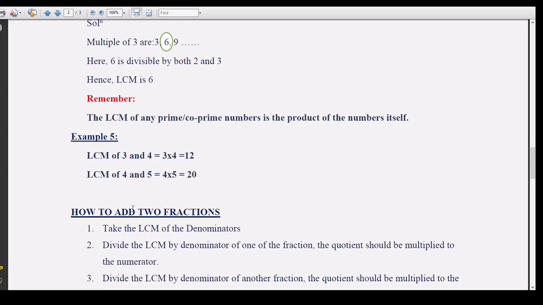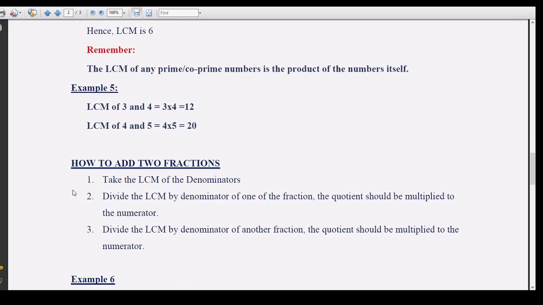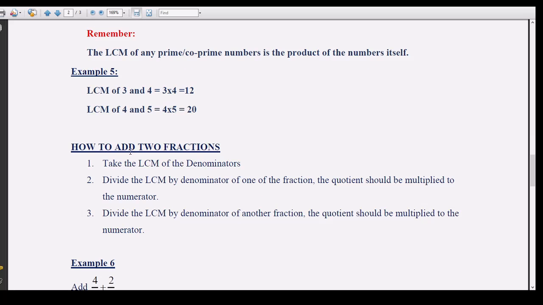Clear? Next, the basic here we'll discuss is how to add two fractions. What are the steps involved in adding two fractions? The first step is that you have to take the LCM of denominators. I think you know the denominator. In a fraction, the upper part is called the numerator, the lower part is called the denominator. Clear? Remember, upper part is called numerator, lower part is the denominator.